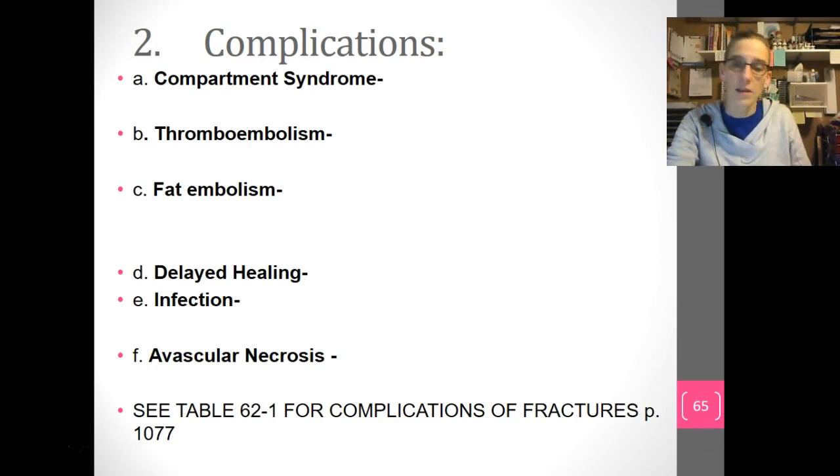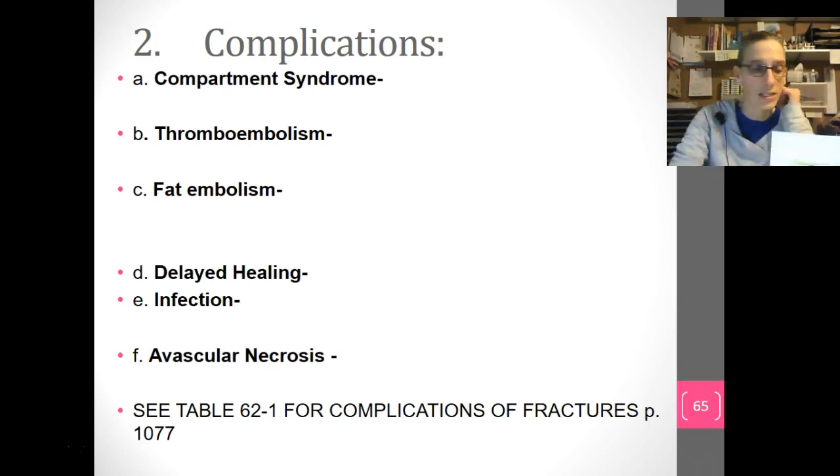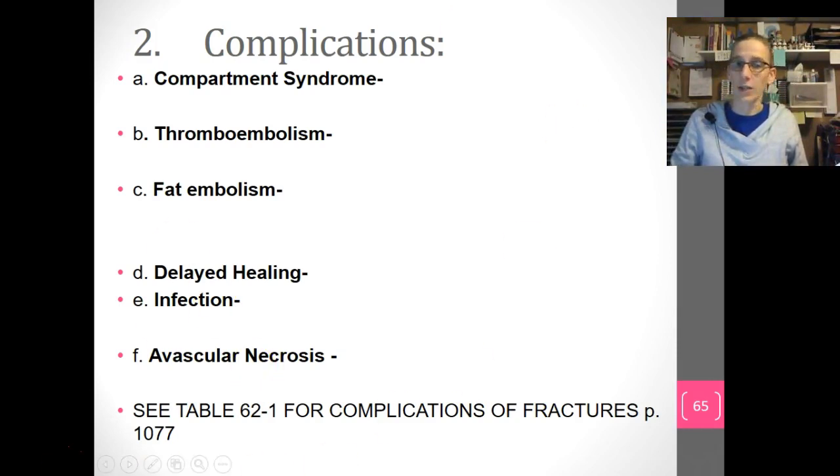Avascular necrosis. I think we talked about that on Monday a little bit, but hopefully you remember it's the death of the bone from insufficient blood supply. Signs and symptoms of avascular necrosis are going to be pain and being unable to use the affected limb. Most commonly it occurs in the femoral head. See table 62.1 for complications of fractures on page 1077. You've got to know these things, understand them, and make sure you understand the differences between them, the signs and symptoms, and what you would look for.